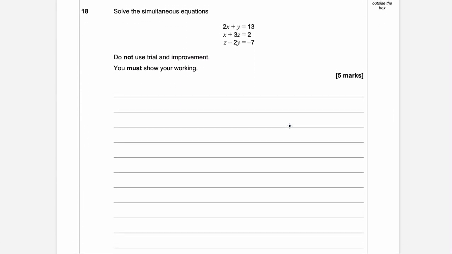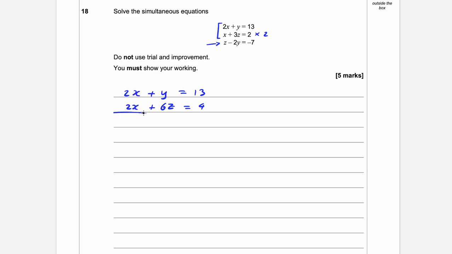Question 18. Solve the simultaneous equations. Do not use trial and improvement. Okay, so we need to start eliminating things. The third equation, guys, has no x in it, so why don't we start with the first two and eliminate x? So I'll multiply this equation by 2 to make the x's the same. Okay, so I have 2x plus y equals 13, and then this times 2 is 2x plus this times 2 is 6z, and this times 2 is 4.